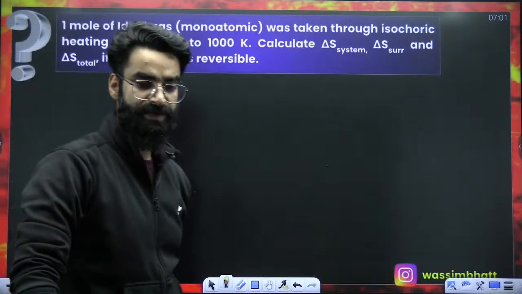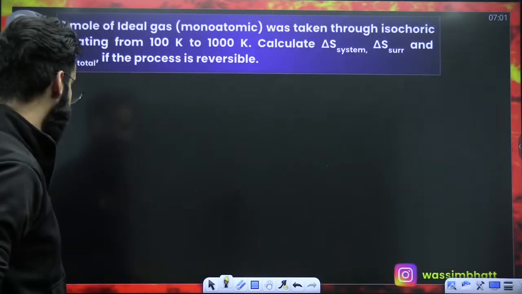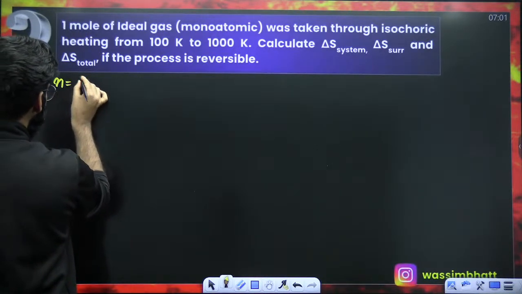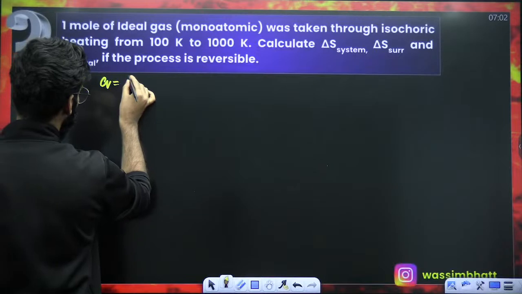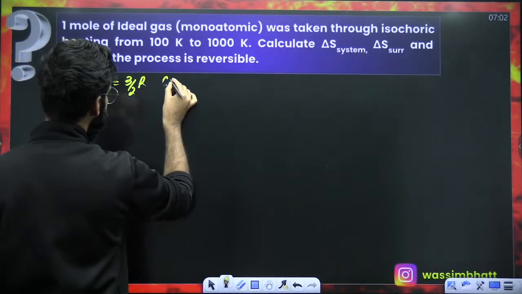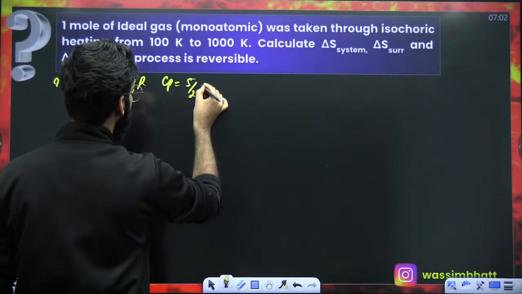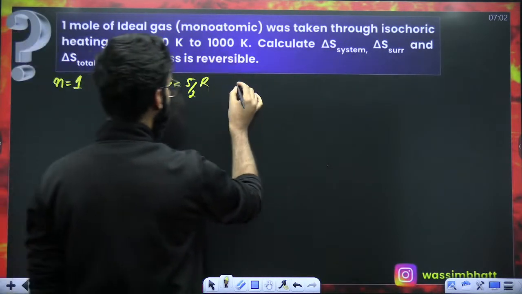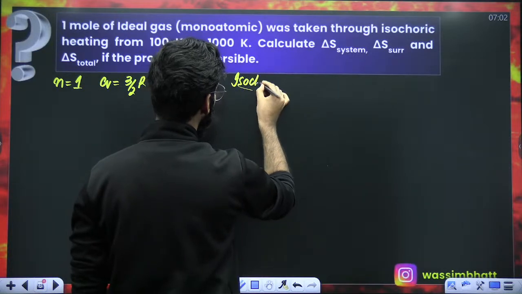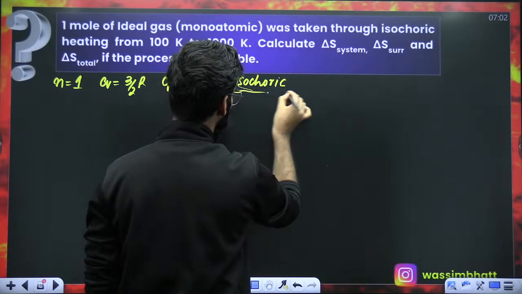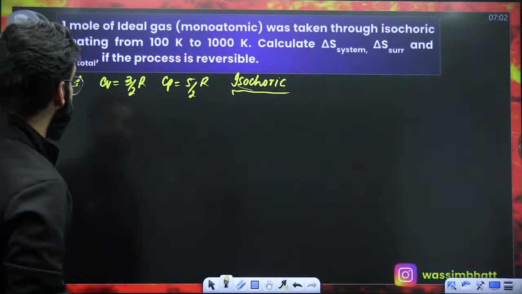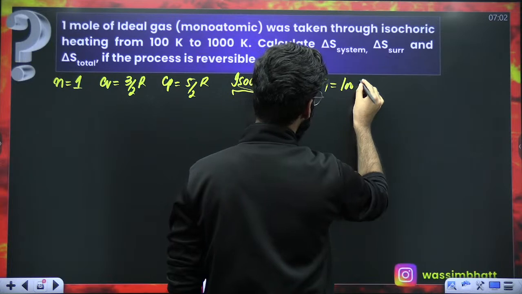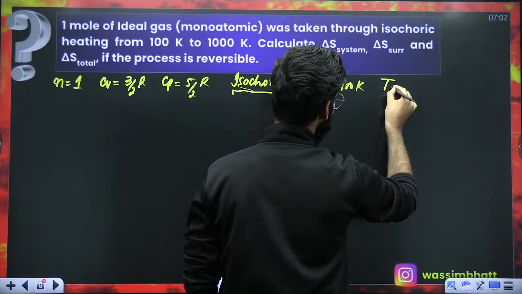This is the first question. Try to understand what the question says. 1 mole of ideal monoatomic gas. So CV is equal to 3 by 2 R, which means CP will be equal to 5 by 2 R. The gas was taken through isochoric heating, so it undergoes an isochoric process from 100 Kelvin to 1000 Kelvin. The initial temperature of the gas is 100 Kelvin and the final temperature is 1000 Kelvin.